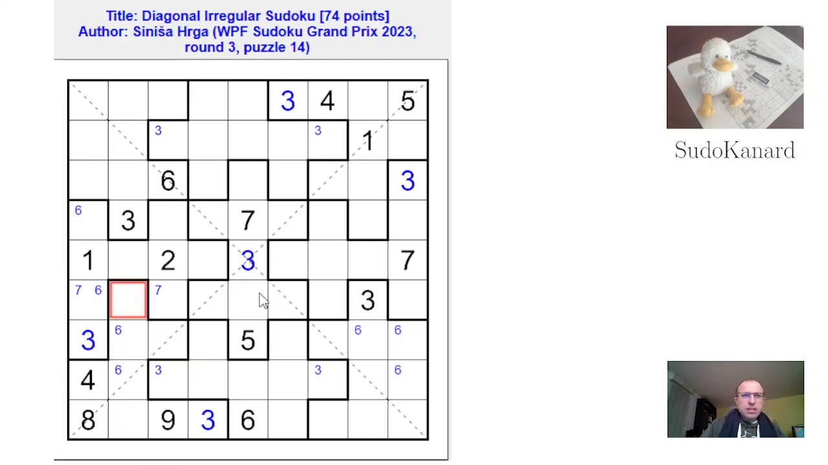Now, where else can we look? We have almost nothing with this region, and really not that much with this region. 7 could be interesting. Could be.